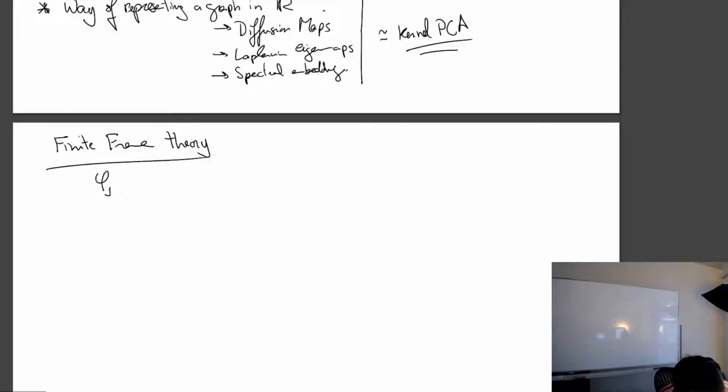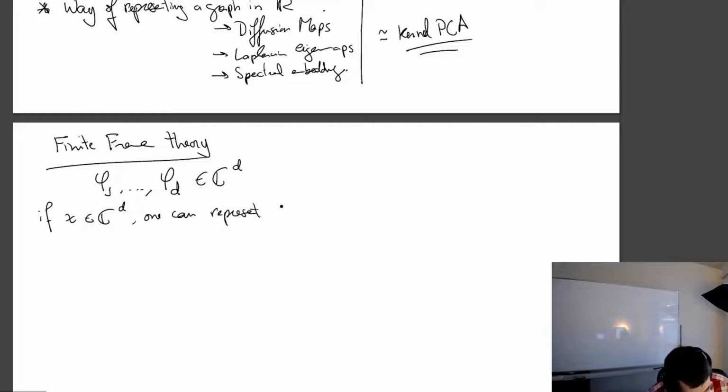Okay, let's say that we have vectors phi_1 through phi_d in C^d, complex-valued d-dimensional vectors. It's the exact same thing for reals. So if x is in C^d, one can represent x via these coefficients, via the inner products. You can also, of course, represent it via the entries.